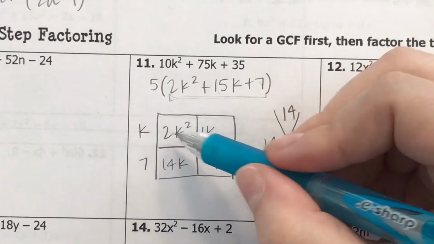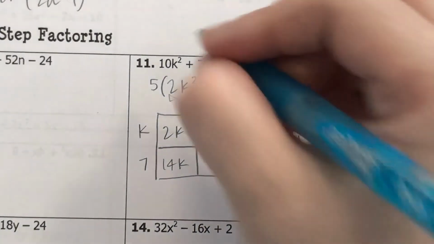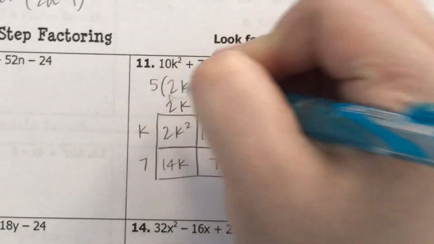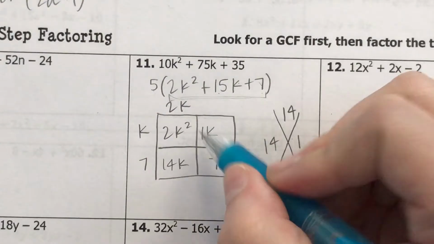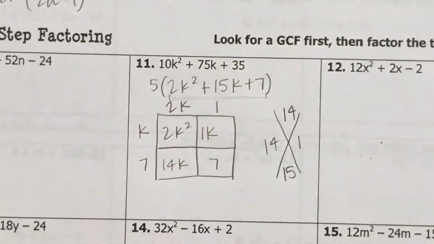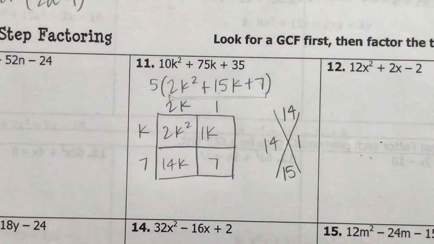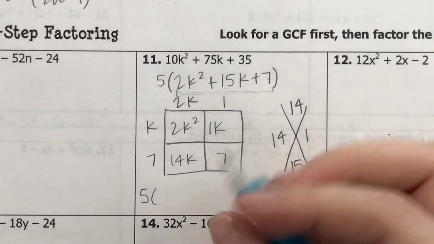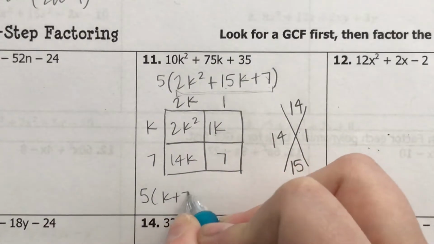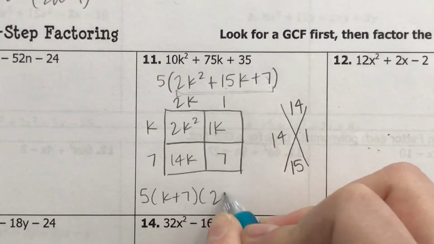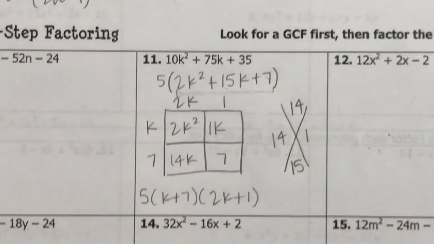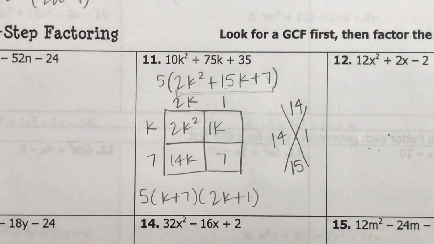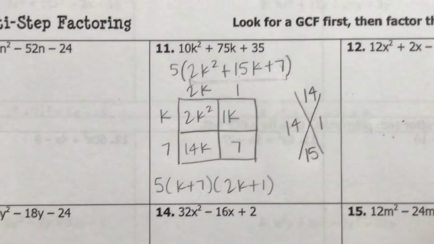Well, to get from k to 2k squared, I have to multiply it by 2k. And then this one, I just have to multiply it by 1, which makes sense. So our factors are 5, can't forget that annoying 5 out there, k plus 7, and 2k plus 1. Okay, so hopefully this is getting easier as we go along.